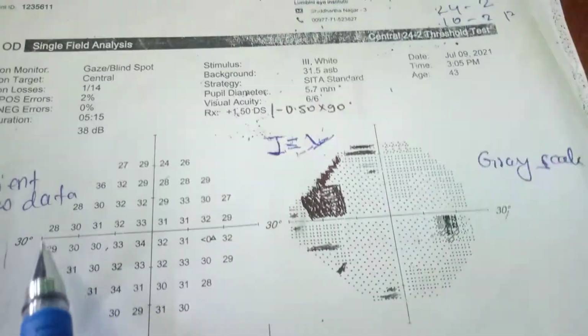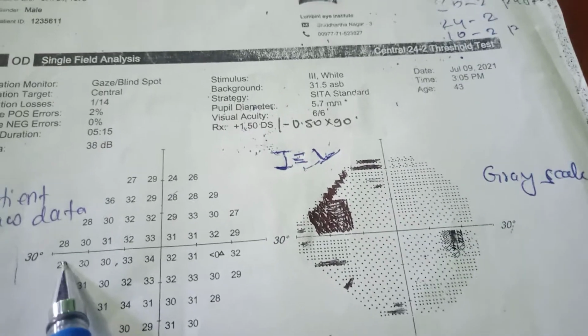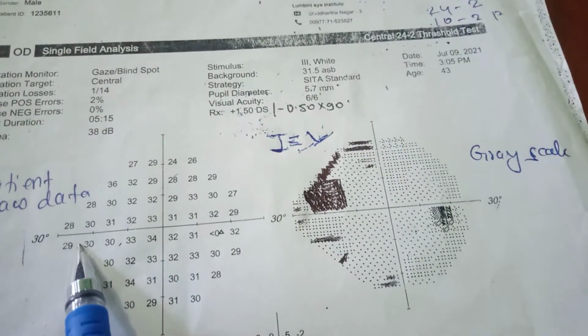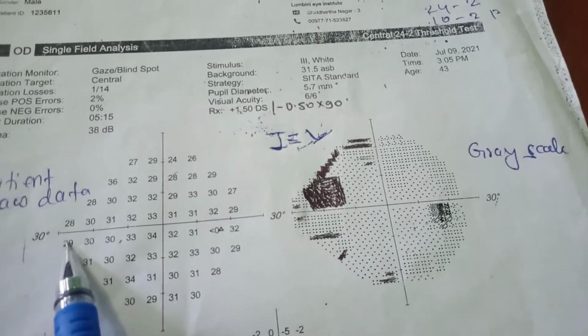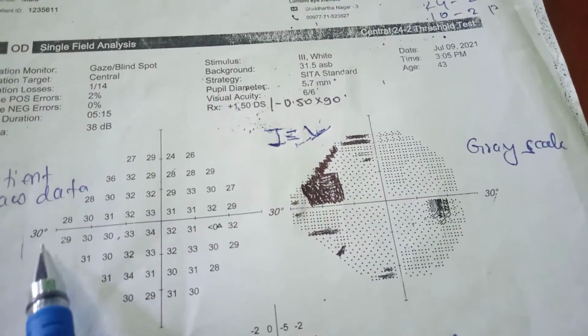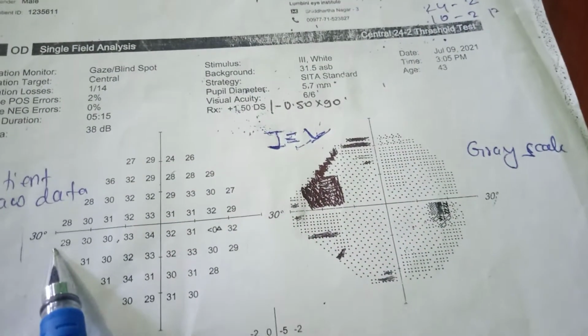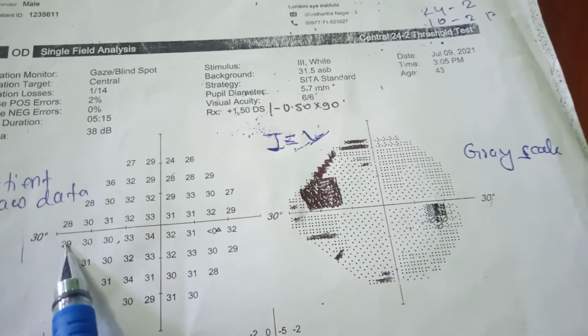Now talking about patient raw data. It is the exact retinal sensitivity in decibels of the selected point of the retina. 40 dB is the highest retinal sensitivity recorded. Normally the retinal sensitivity is higher around the center of fixation and gradually decreases in the periphery.